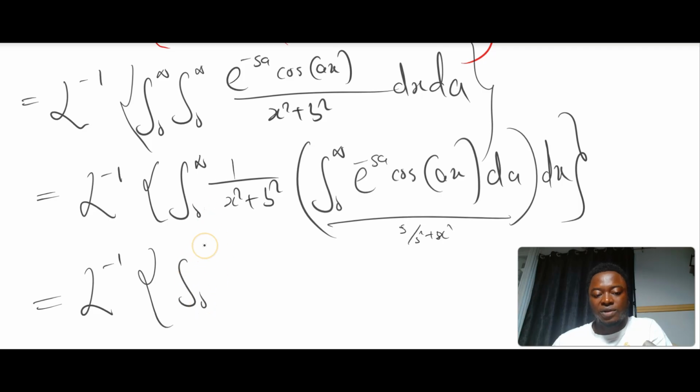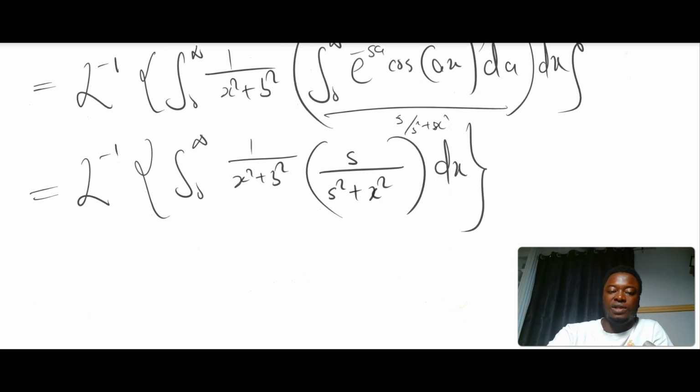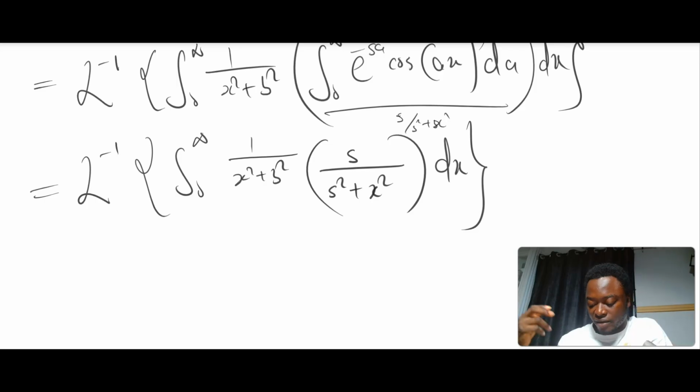The integral from 0 to infinity of 1 over x squared plus b squared times s divided by s squared plus x squared, then you have dx. Now good things are happening already. From having a double integral, we now have a single integral to worry about. So this is the inverse Laplace transform of, now we can put this in partial fractions.